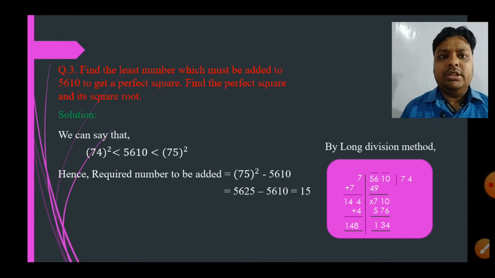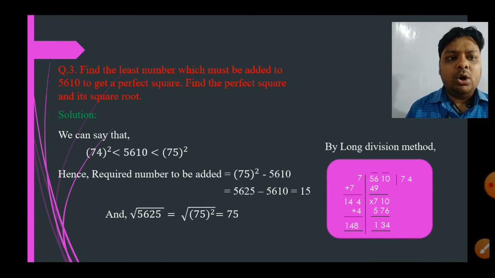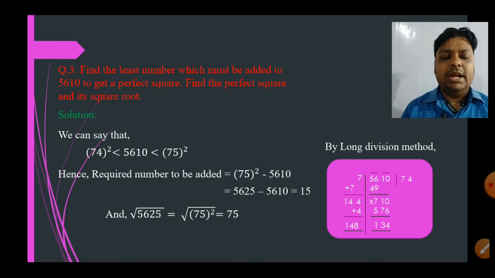Now what will be the square root of that perfect square? We got 5625. So the square root of 5625 will be 75. It means only 75. So 75 will be that square root. Okay, so here two answers, one is 15 and second is 75.